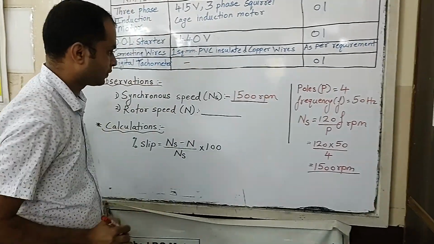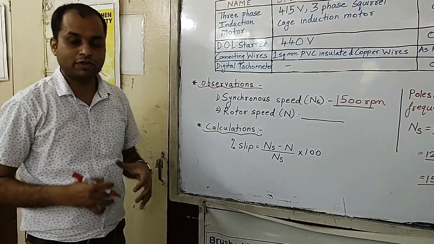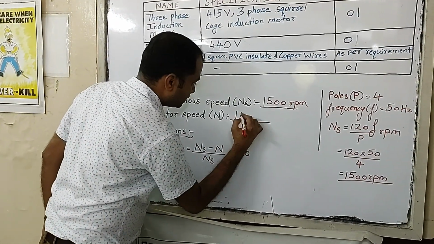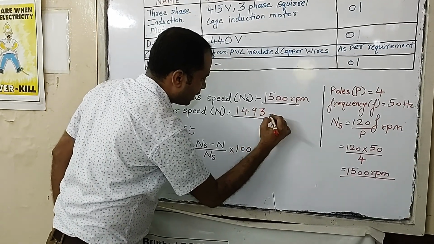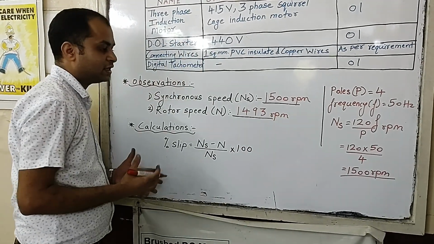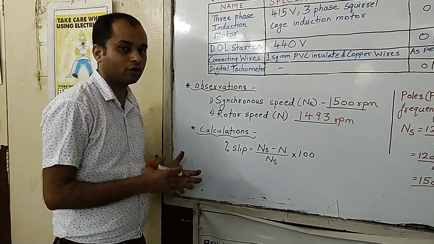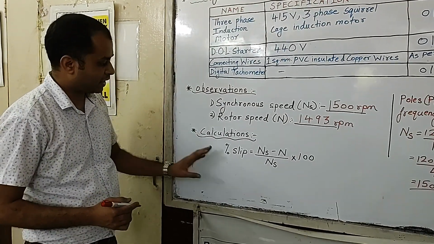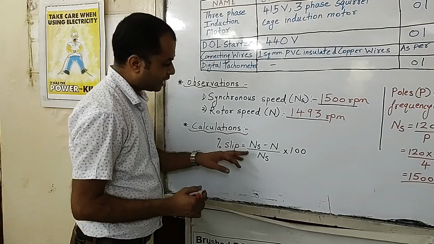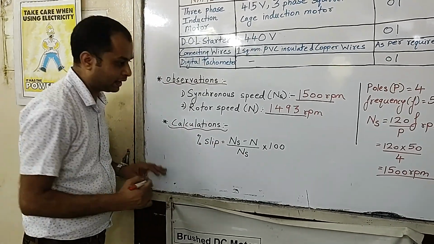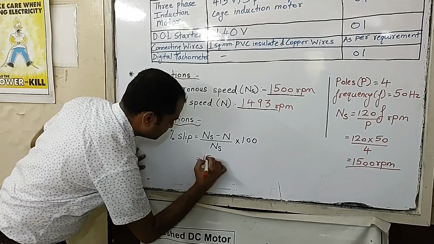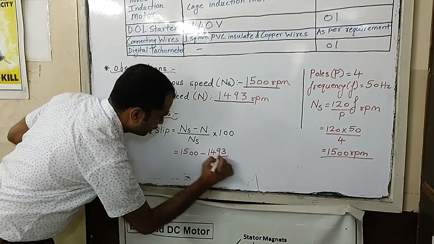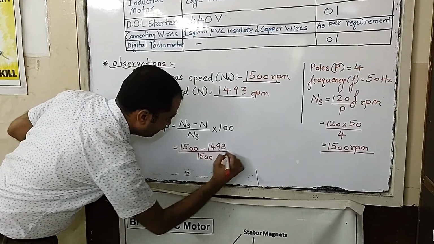1500 rpm. Now the rotor speed is the speed which we have actually recorded with the help of the tachometer. So we will write here 1493 rpm. As we have measured, it was around 1494 or 1493. So in the calculation part we will calculate the percentage slip by using this formula, that is ns minus n divided by ns multiplied by 100. So we know the value of ns, it is equal to 1500 rpm minus 1493, divided by 1500, into 100.